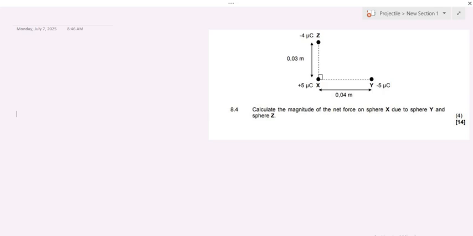It's very simple, guys. First of all, we know that this is under Coulomb's law, whereby we have the electrostatic force given by K, charge 1, charge 2 over R squared. We know that. We are going to use this equation. Since they are saying calculate the magnitude of the net force on sphere X due to sphere Y and the sphere Z.